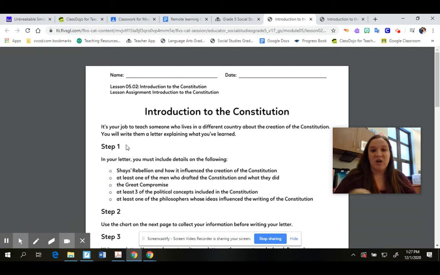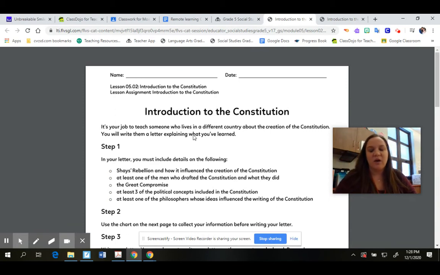Remember, it's your job, I'm just reading this right here, to teach someone who lives in a different country about the creation of the Constitution. So you will write a letter explaining what you've learned. I originally said 2 to 3 paragraphs, but then I saw the chart. It's probably going to be easier if you organize it the way the chart has it. So it's going to be a 5-paragraph letter. It's not going to be 2 or 3 sentences, guys.